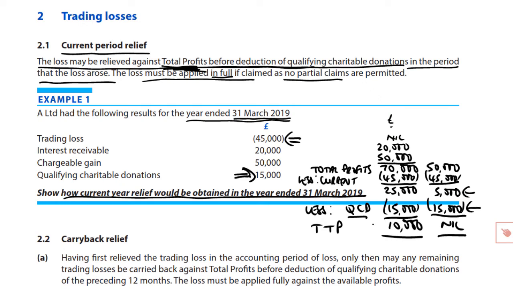If you can't use those donations this period, you can't therefore carry them forward for use in a future accounting period, and they most certainly can't be carried back. You need to use them now.